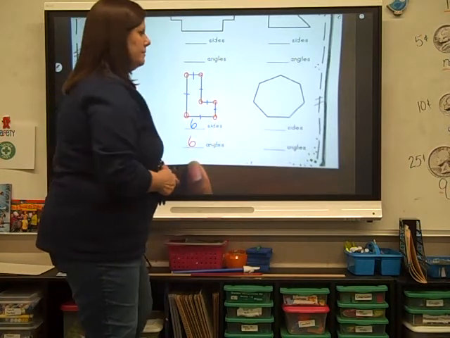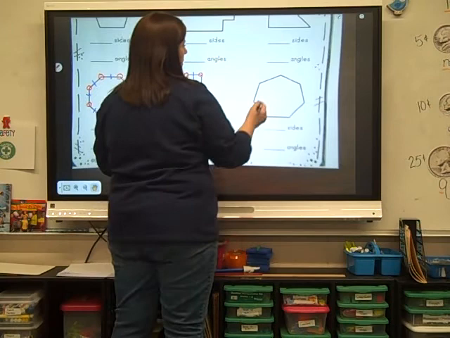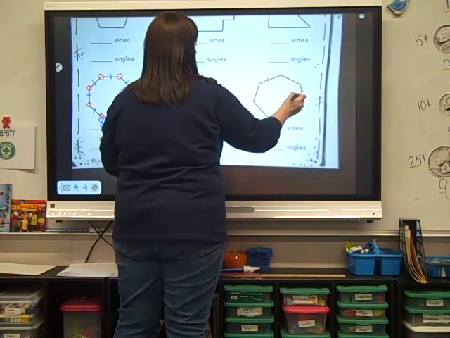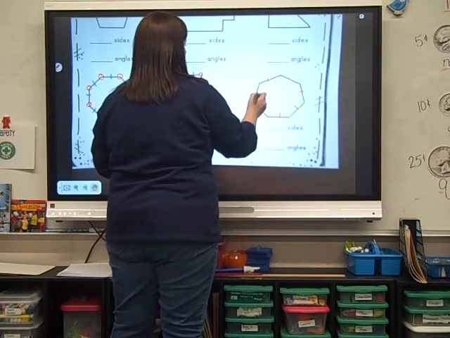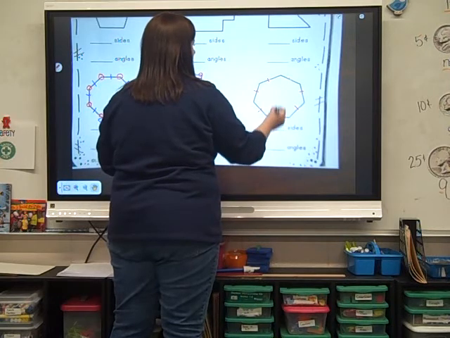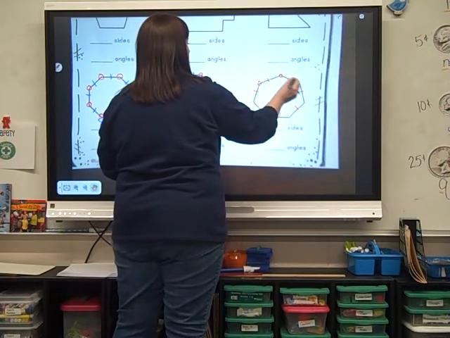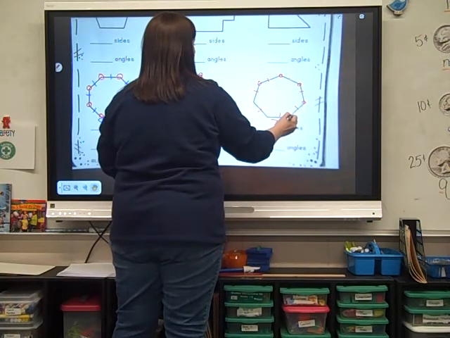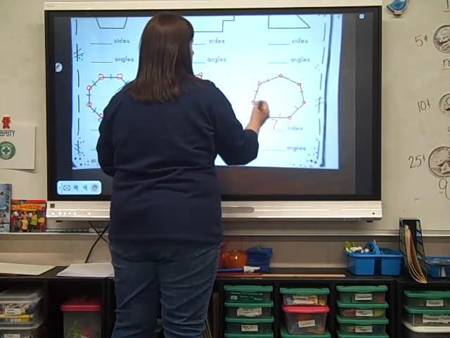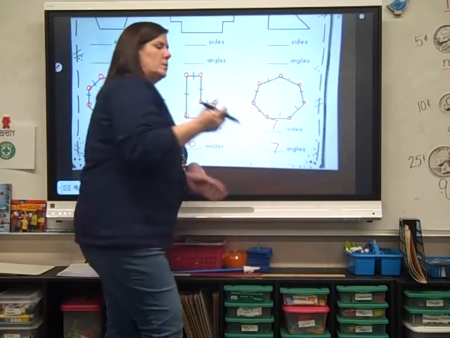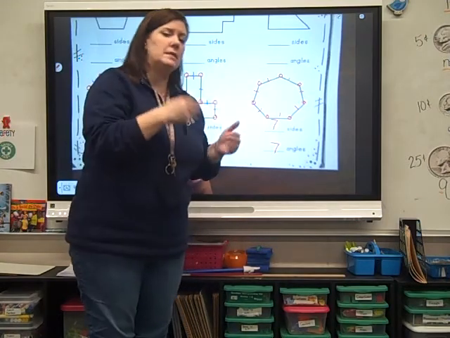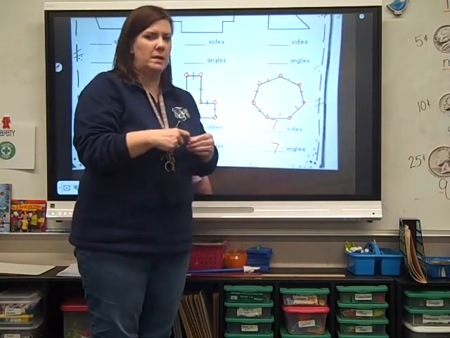What'd you get? I hope you got 1, 2, 3, 4, 5, 6, 7 angles. So it's going to match. The sides and the angles, they're going to have the same number.